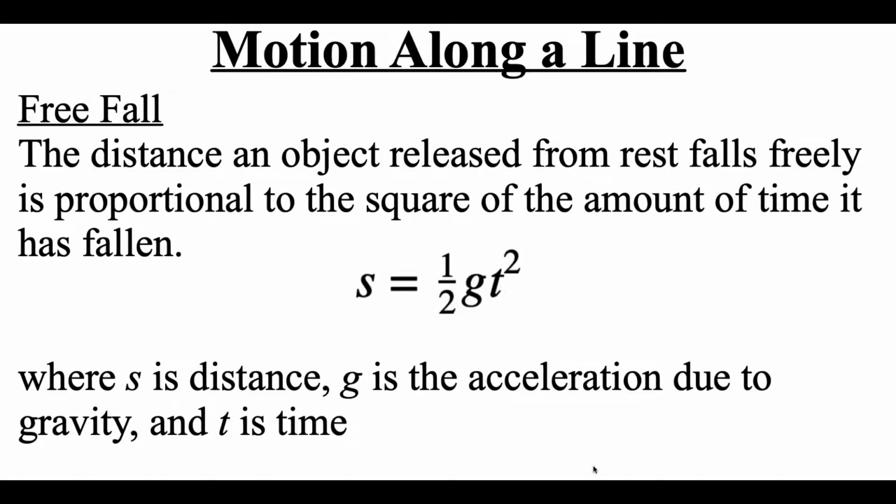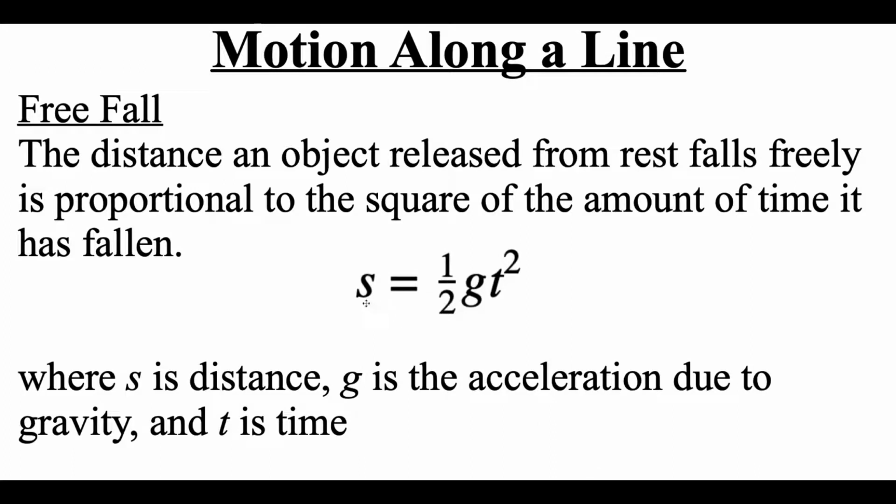Now, some of the earliest questions that motivated the discovery of calculus dealt with velocity and acceleration, particularly the motion of a free-falling object. People like Aristotle and Galileo and Isaac Newton all studied falling objects and tried to come up with a way to represent the distance that they had fallen based on a time. And what they discovered was that the distance an object that's released from rest falls freely is proportional to the square of the amount of time it has fallen.